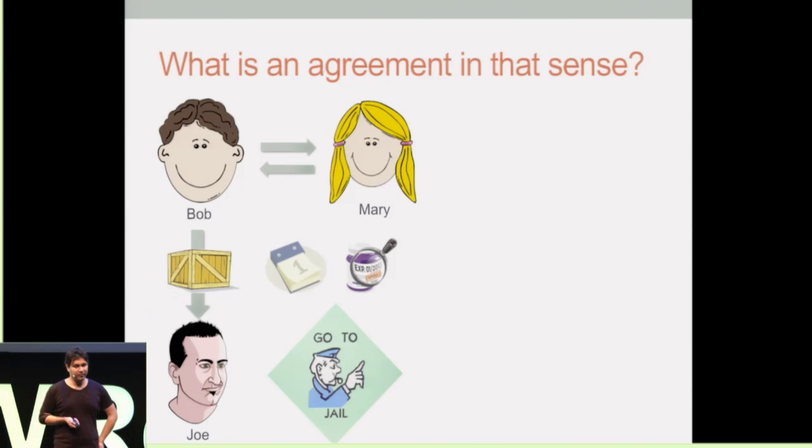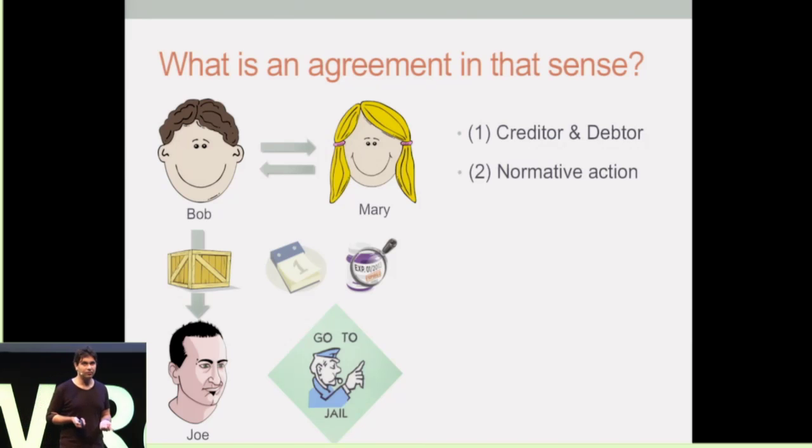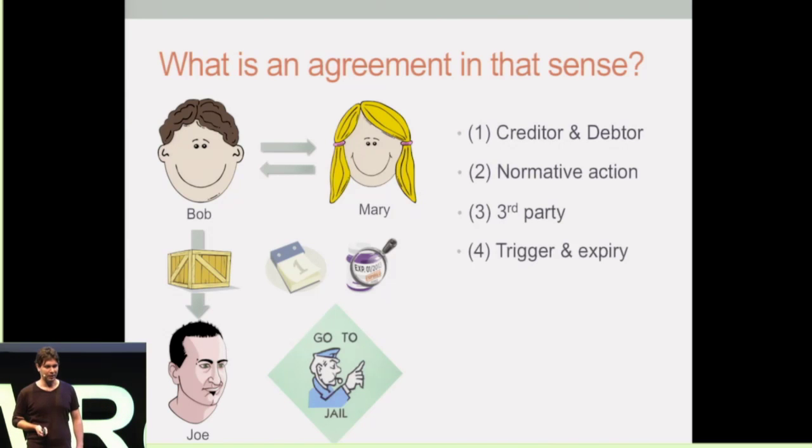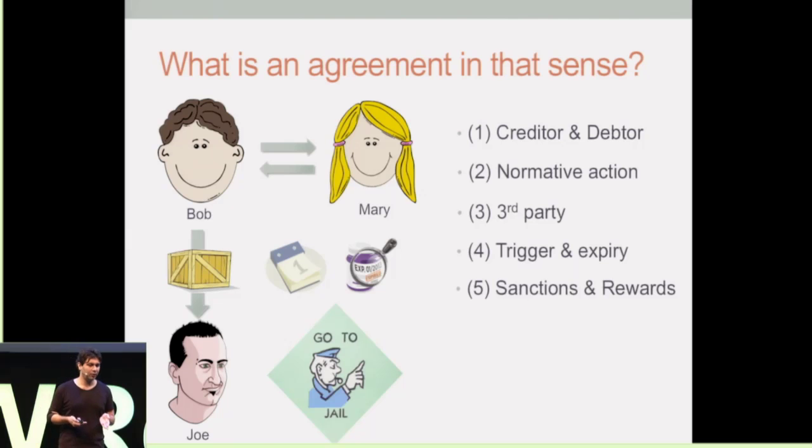So what is an agreement? We have a creditor and a debtor, so that's Bob and Mary. We have a normative action, so Bob has to deliver, it's an obligation. We have a third party, that is Joe, related to the normative action. We have a trigger and an expiry: the beginning of the month, or if Bob leaves his job. And we have a sanction and a reward, in the sense that if Bob does what's supposed to happen in the agreement, then Bob will get rewarded. If Bob doesn't, Bob will get sanctioned.